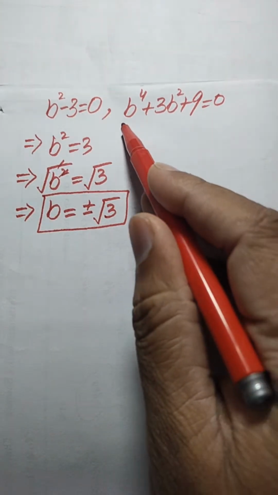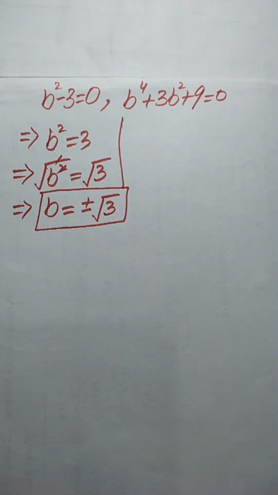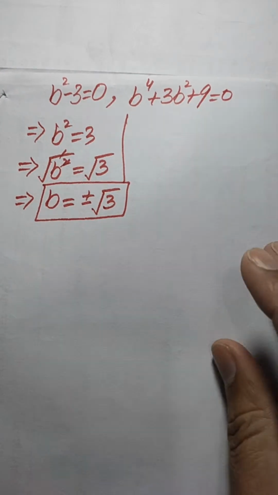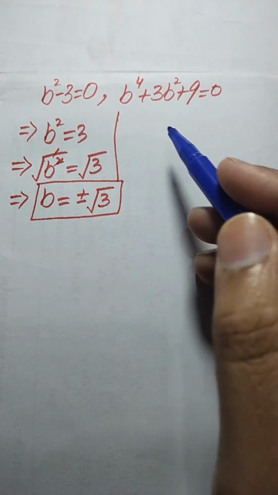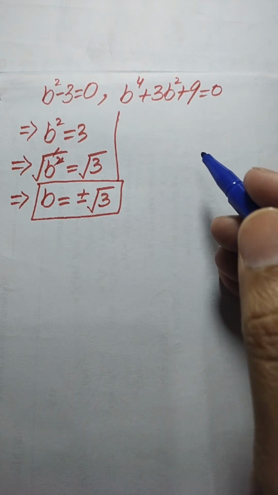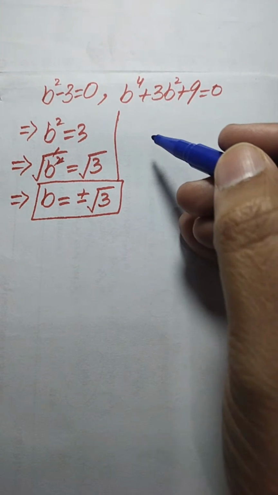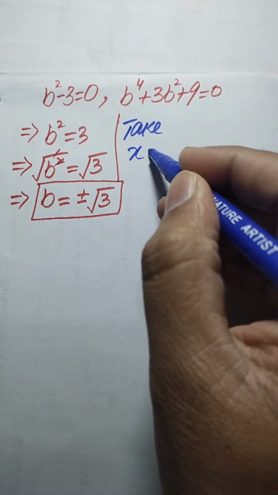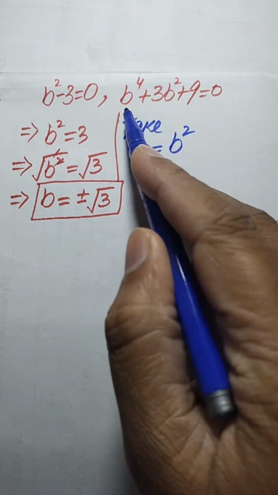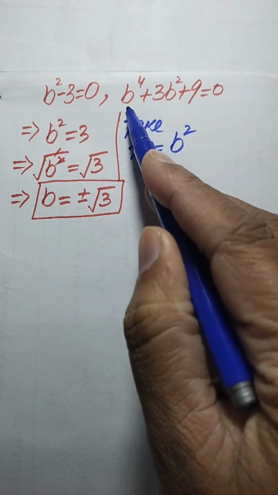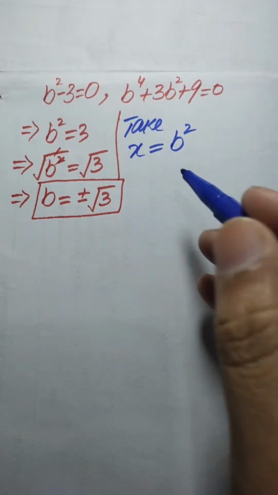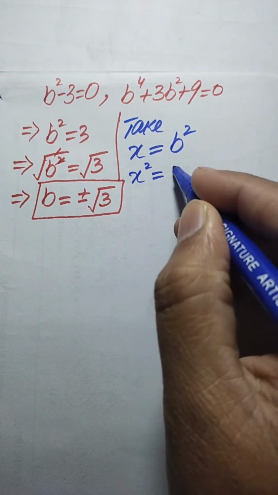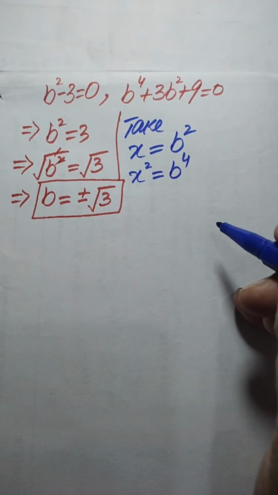And now in order to find the other roots we need to solve this fourth order equation. To solve it, first we need to convert this fourth order equation into the quadratic form. For this we take a little substitution, and we take x equals b square. So when x equals b square, we need to find b to the power of 4. For that we square both of the sides, and you get x square equals b to the power of 4.